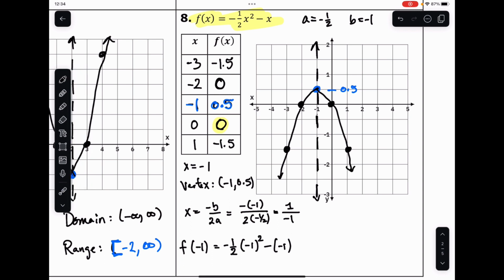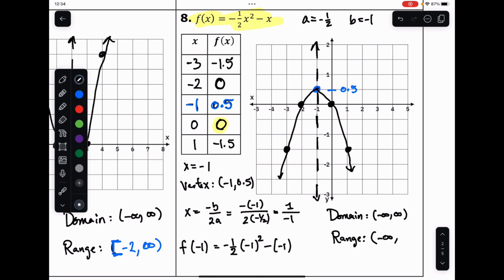So our domain again is all real numbers, and the range is going to be from negative infinity this time, because this point now is the highest point. This again, the vertex, this point right here is now the highest, since everything again you could see to the left, above, and below that, these numbers again get smaller than 0.5. Our range will be all of the values of y from negative infinity to 0.5.